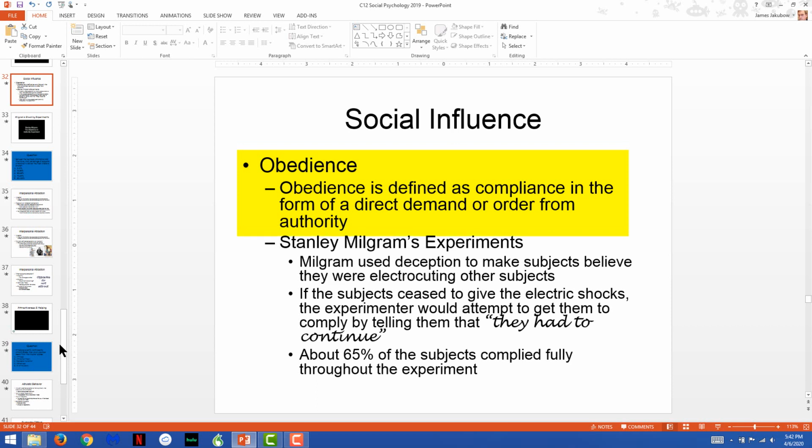The work on obedience to authority started with a fellow named Stanley Milgram back in the late 50s, early 60s. The work that Milgram did is similar to Solomon Asch's work in that it used deception very widely in the experiments. Milgram had two individuals present in the experiment. There was only one real subject and one confederate.